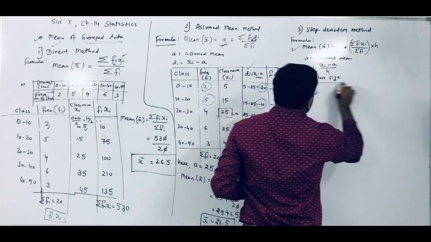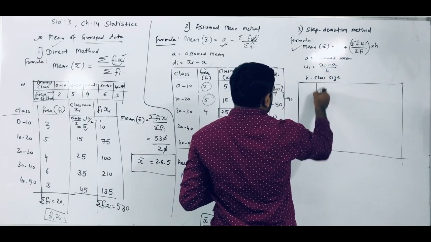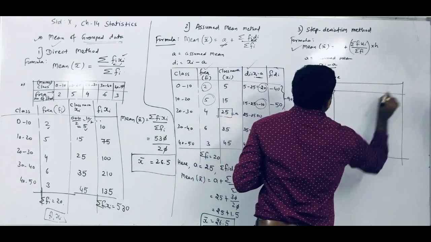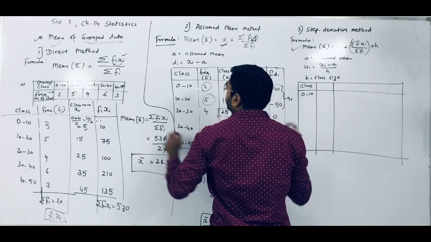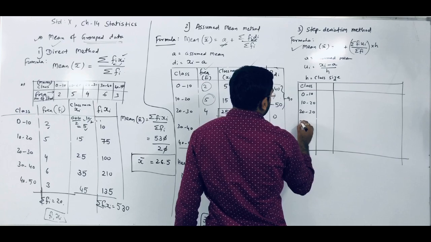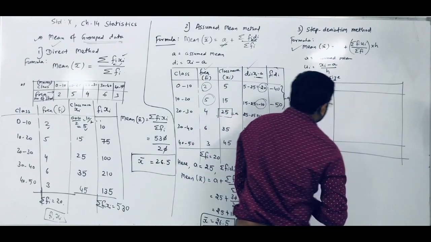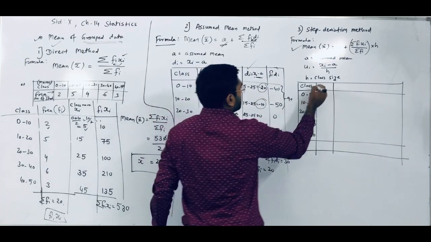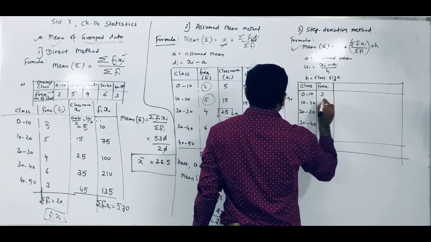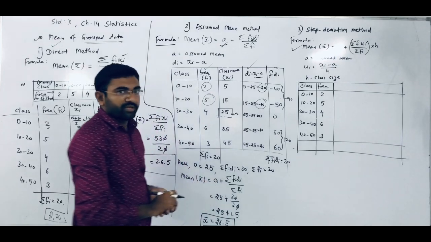So we make one table. Here we write the class, then after that the frequency. So the classes are 0 to 10, 10 to 20, 20 to 30, 30 to 40 and 40 to 50. Okay. Now its frequency is given. So frequency is what? 2, 5, 4, 6 and 3. Right?